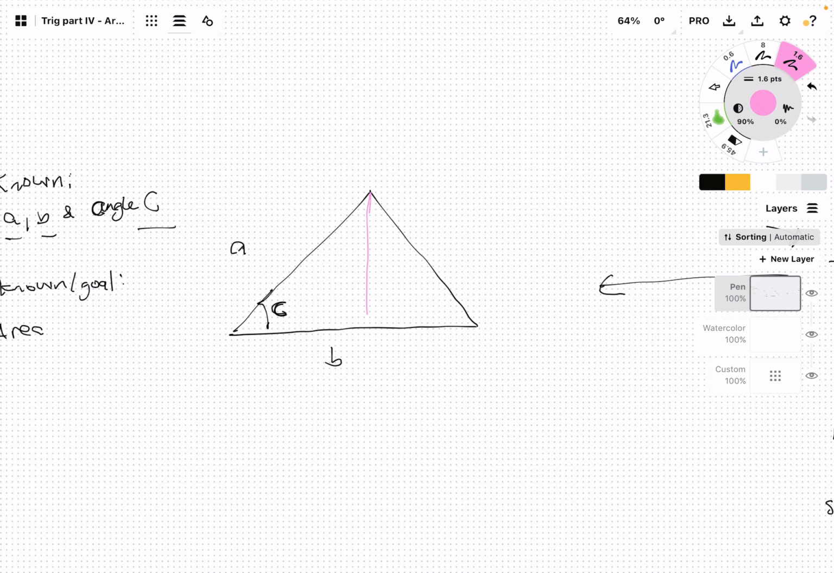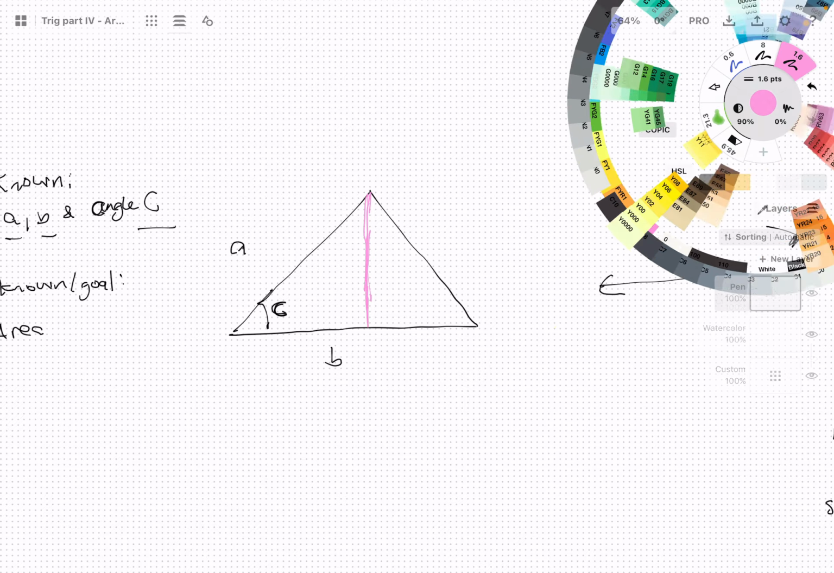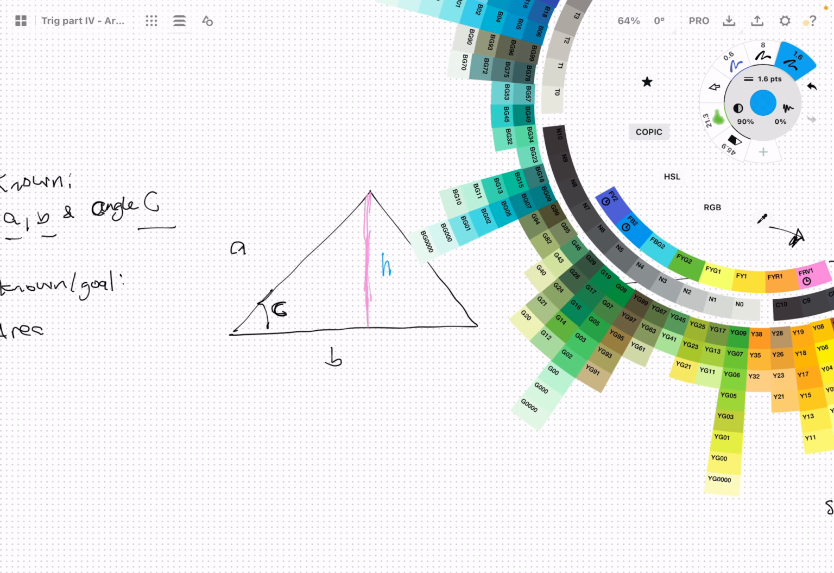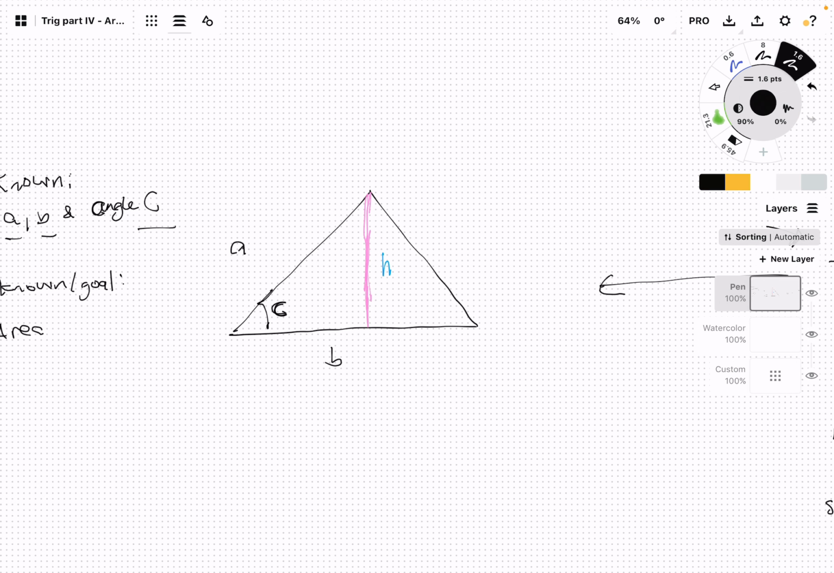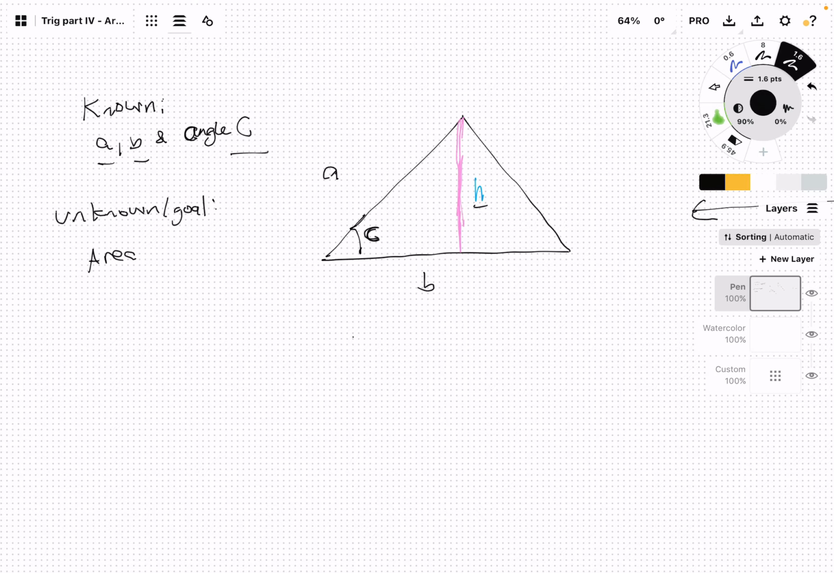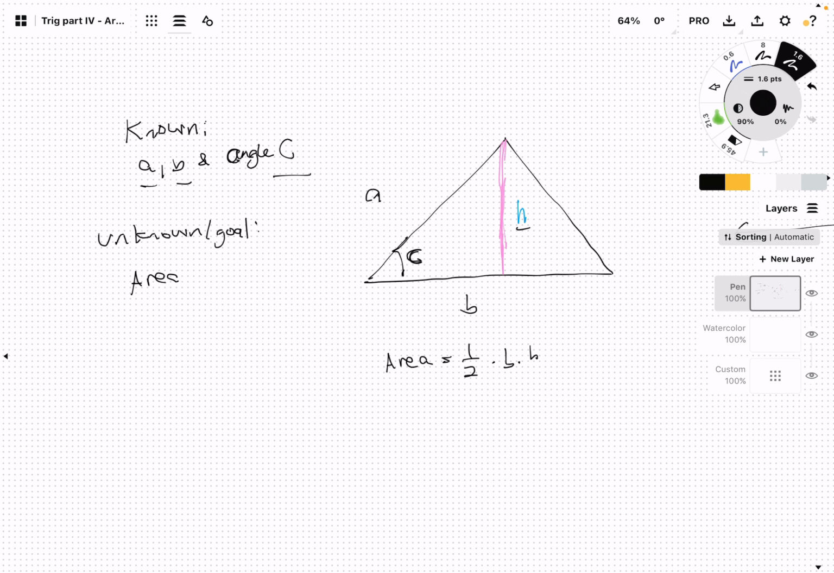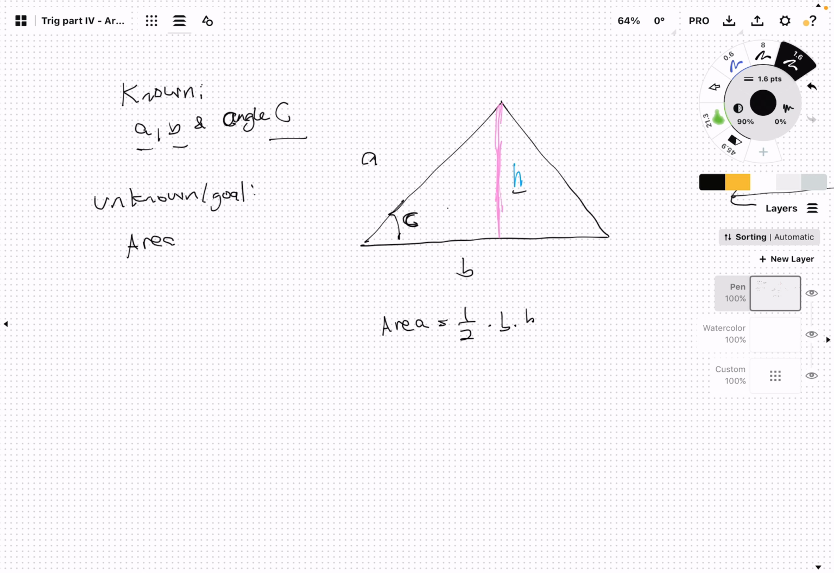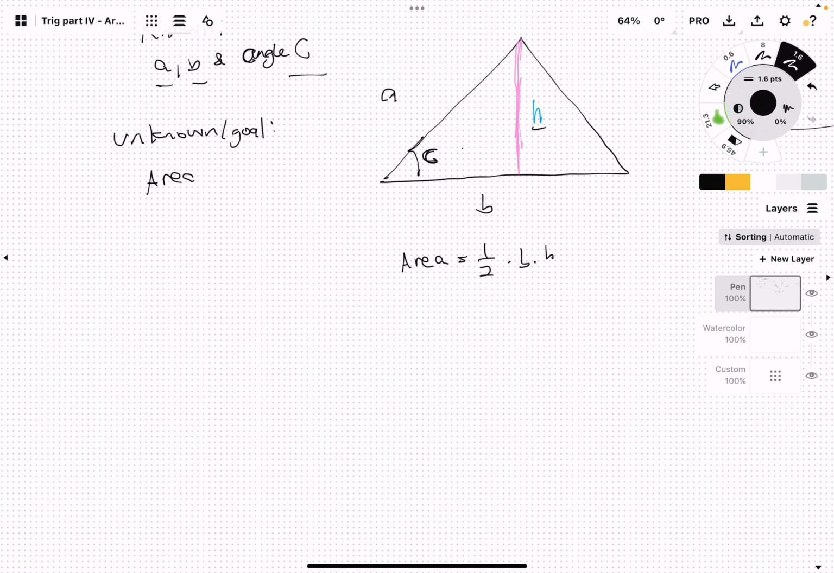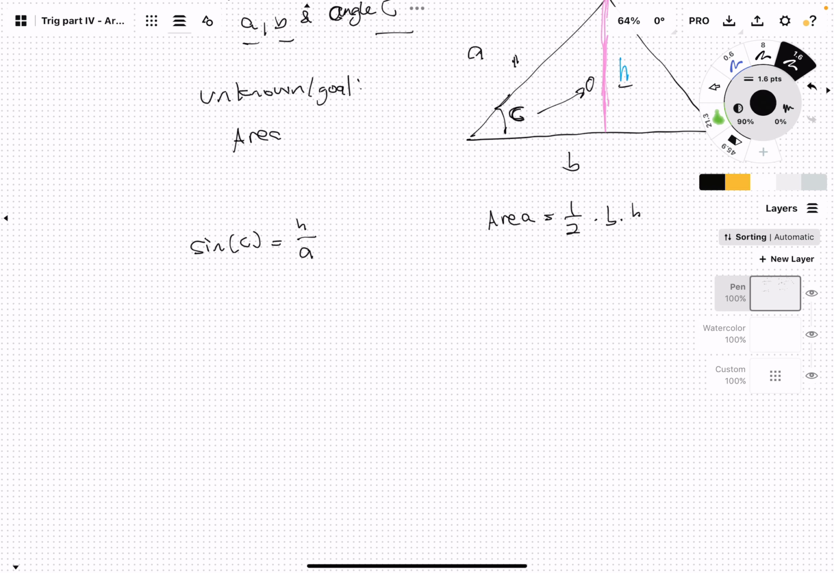So let's create this altitude, and let's denote it h. So if we find h, area would be equal to half times base times h. But again, we want it in terms of a, b, and C, not in terms of h. So how do we find h? Well, we do trig. In particular, this is the side opposite. This is the hypotenuse. So sine of C would equal the opposite, which is the height, over the hypotenuse, which is a. That would mean h would equal a times sine C.